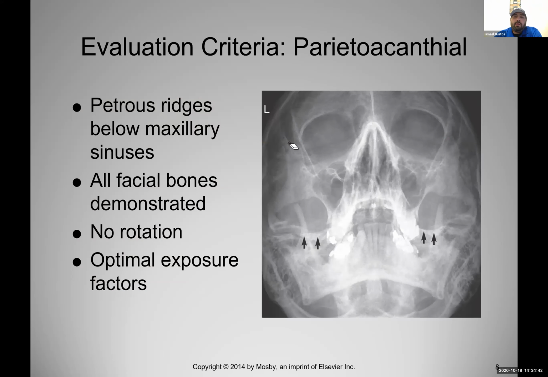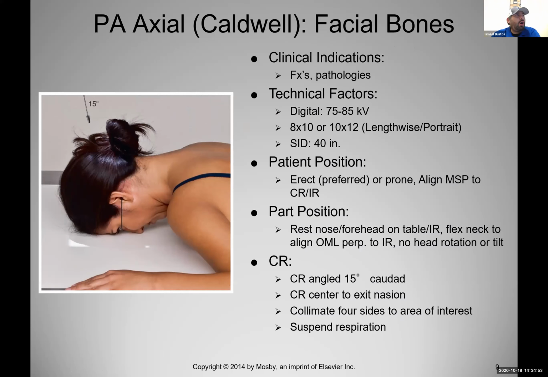Next one for the facial bones is the PA axial Caldwell, which we've done before with the skull. 75 to 85 kVp. This will best show the supraorbital margin of the orbit, so the top of the orbit is what we're looking at here, but we're also looking for other parts of the facial bone series. It gives a different perspective of all the facial bones. We're just looking for any fractures or pathologies. 75 to 85 kV, 40-inch SID. Patient is either erect or prone.